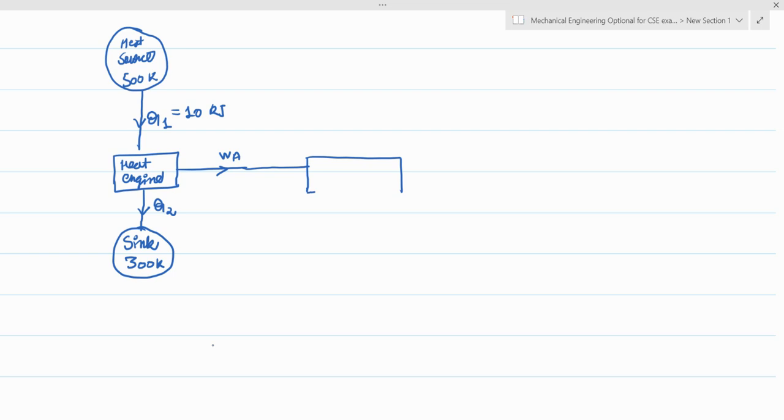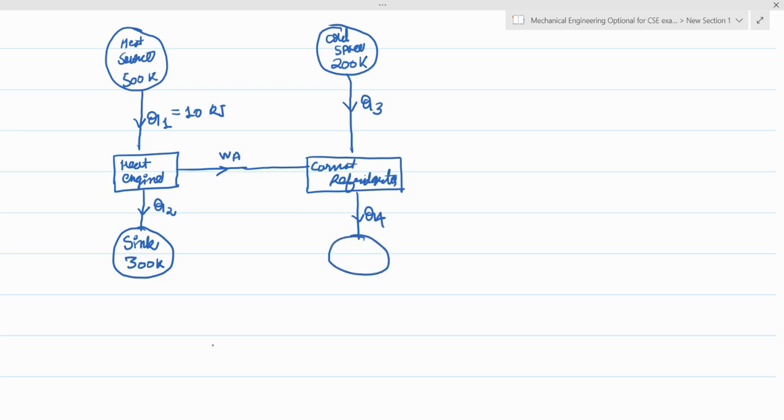Now this is a Carnot refrigerator and this is a cold space at a temperature of 200 Kelvin. And from this refrigerator takes heat Q3 and gives heat Q4 to the sink at 300 Kelvin. So this is the same sink, just we have to write it 300 Kelvin.